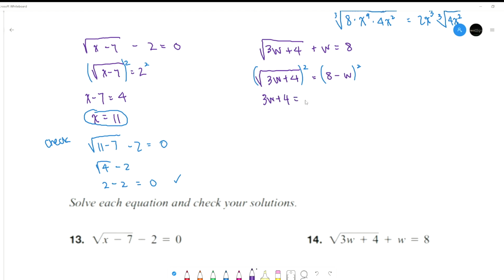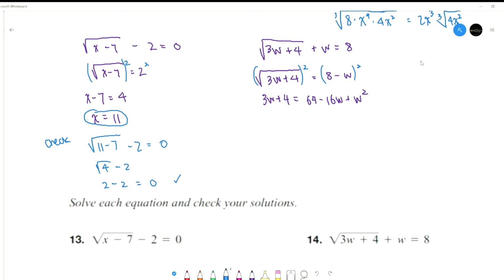The right-hand side is a binomial squared. So if you don't recall the formula, you have to do it the long way. But if you do remember it, it's the first squared, 64, minus 2 times the first times the second, so that's minus 16w, and then plus the last squared.